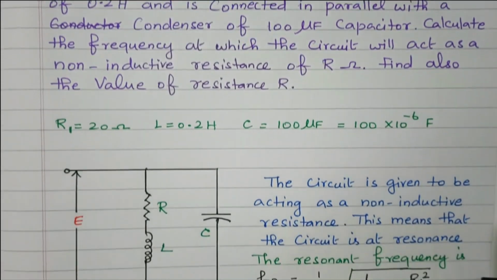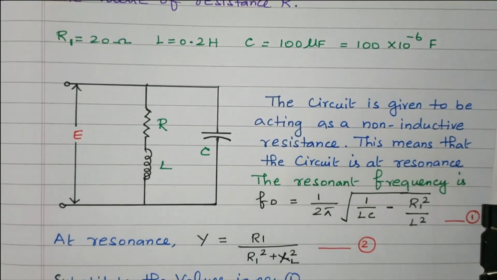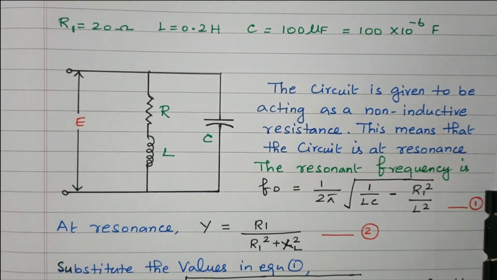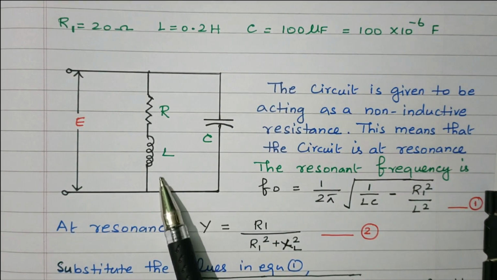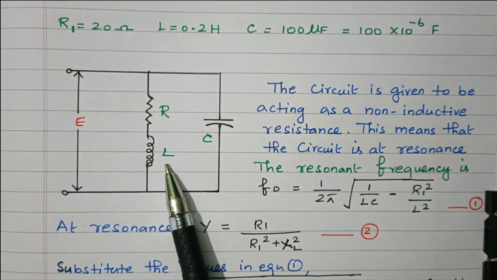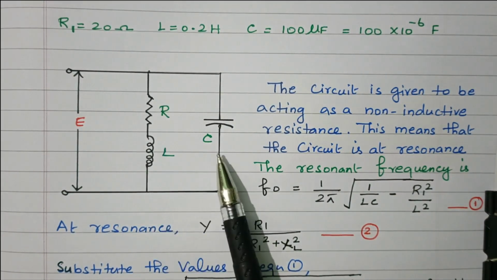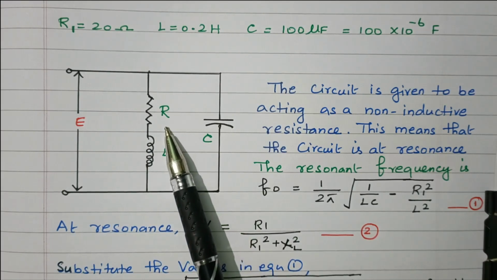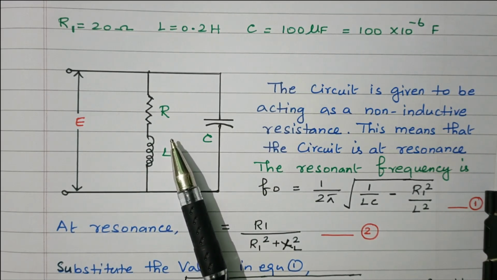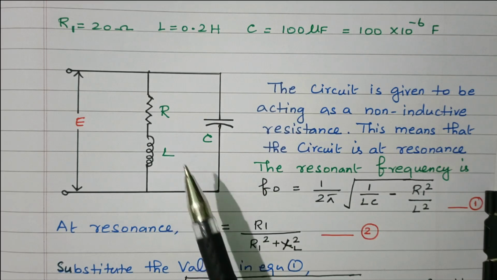Now we'll see the diagram. So this is the given diagram. The applied voltage is E. It's a coil with the inductance L and resistor R1 that is connected in parallel with the capacitor. This R1 value is already given. Now we need to find the R value at the frequency at which the circuit acts as a non-inductive resistance.